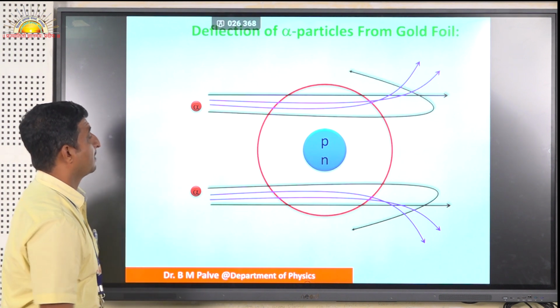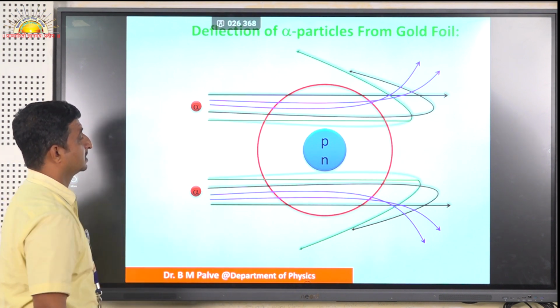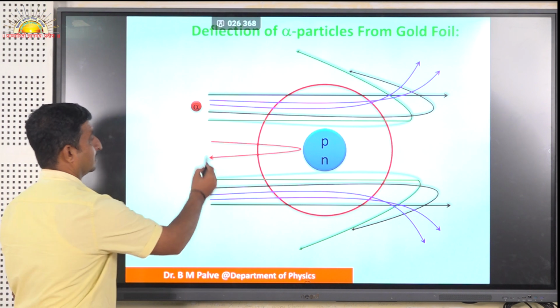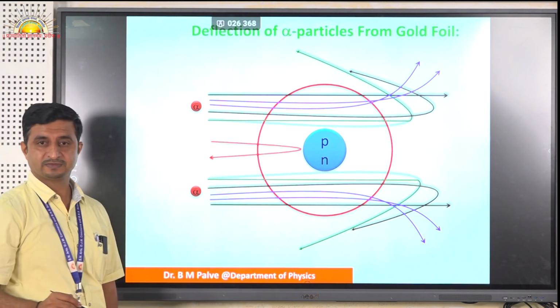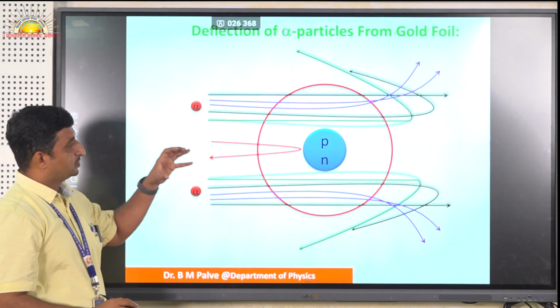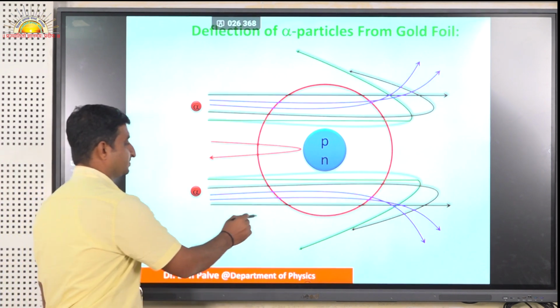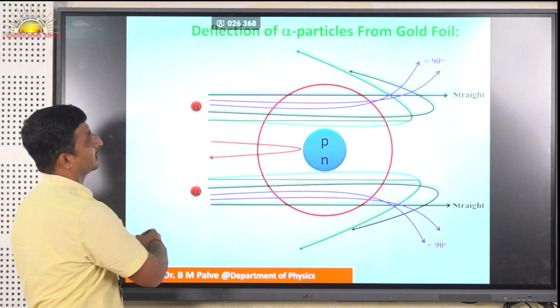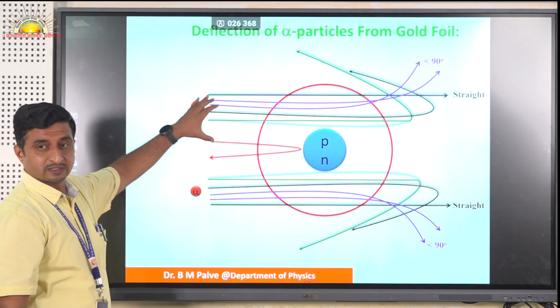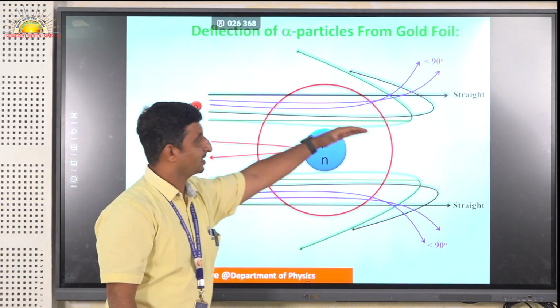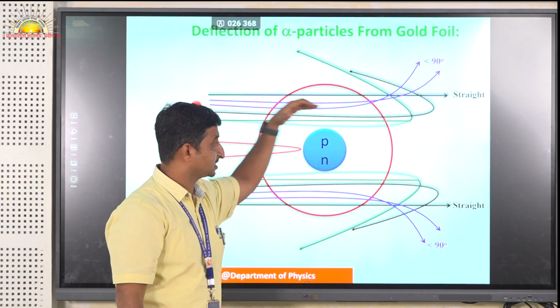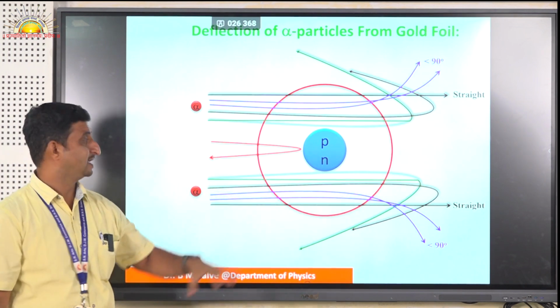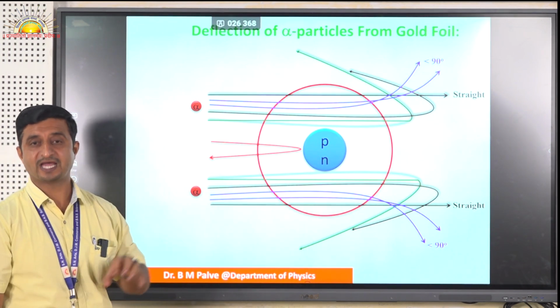But some alpha particles reversed back. After this observation, he concluded that some alpha particles pass in a straight line through this gold foil. It means there is some empty space inside the atoms.